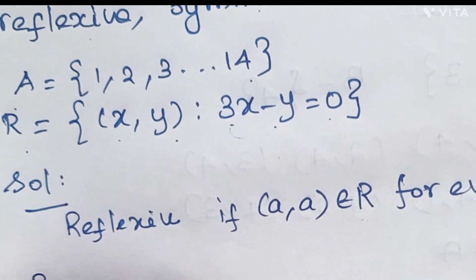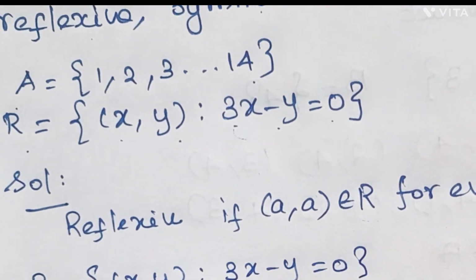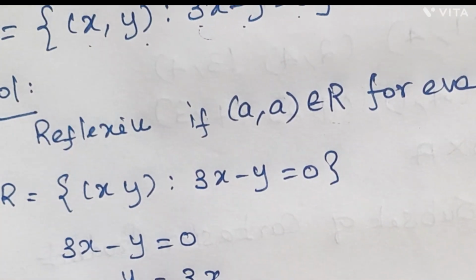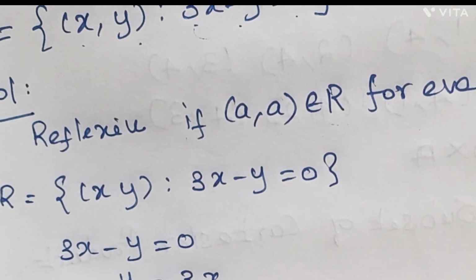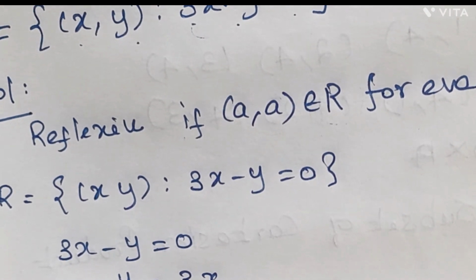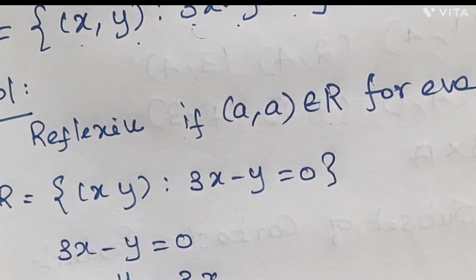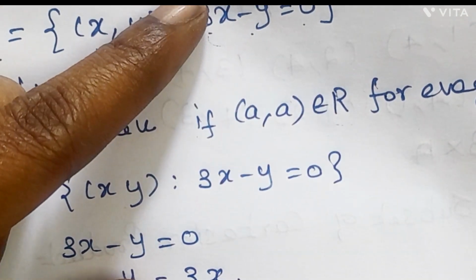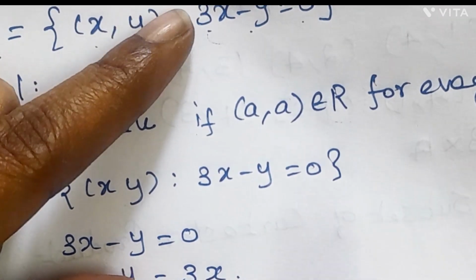Here the relation R is the given condition, ordered pairs (x, y) such that 3x minus y equal to 0. So 3x minus y equal to 0 means y equal to 3x. So we take x equal to 1, y is 3; x equal to 2, y is 6; x equal to 3, y equal to 9; x equal to 4, y equal to 12; x equal to 5, y equal to 15. So 15 is not present in the set, so we will not take x equal to 5 and y equal to 15.